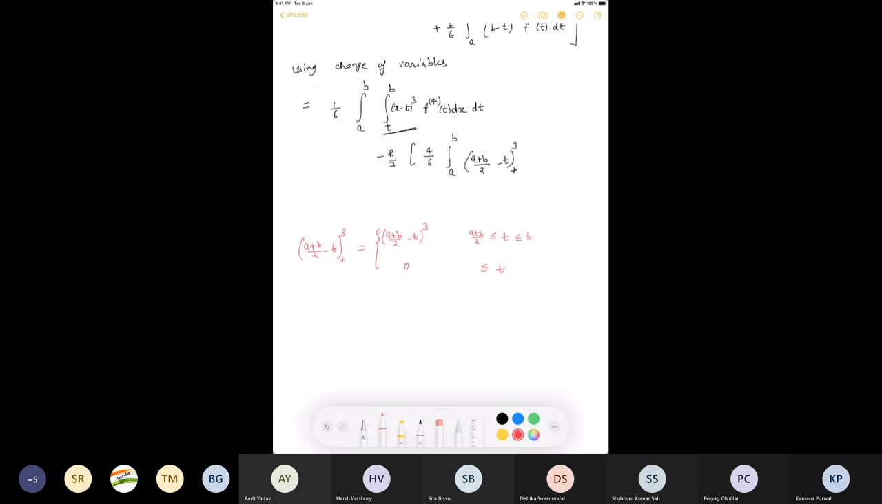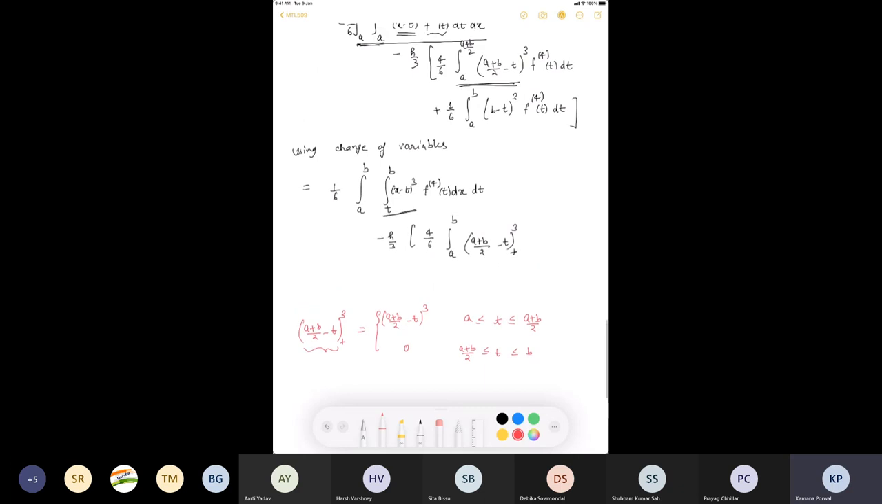Sorry, it's the other way around. So this term, the positive part, is non-zero only when the term is positive, that is, when t is less than equal to a plus b by 2 and greater than equal to a. And if t is greater than equal to a plus b by 2, this means that a plus b by 2 minus t is less than equal to 0. So then the positive part is going to be 0. Okay.